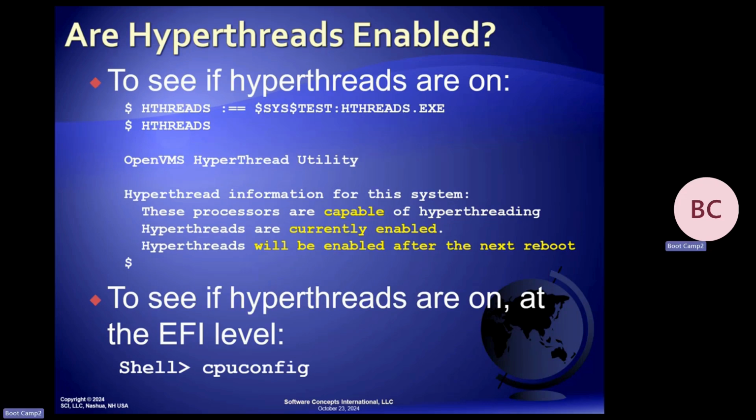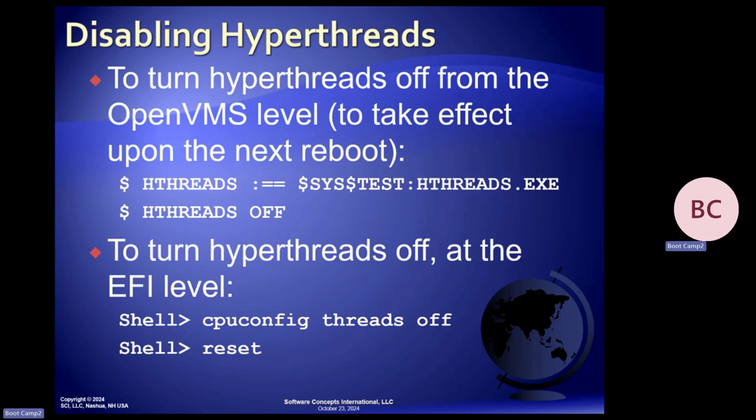All right, if you want to see if hyperthreads are on, you can do it with the hthreads command in systeltest, and that'll tell you if they're capable. It'll tell you if they're currently enabled, and it can tell you if they'll be enabled with the next time the system boots, because those are all three separate things. And you can also do that at the EFI level if the system is down. To disable them, you can turn them off with the CPU config command at the EFI level.